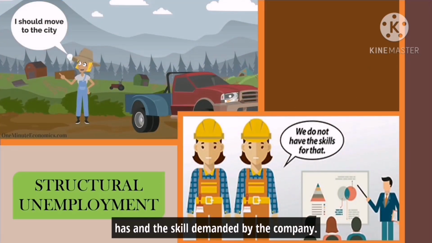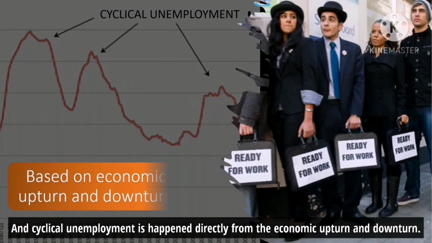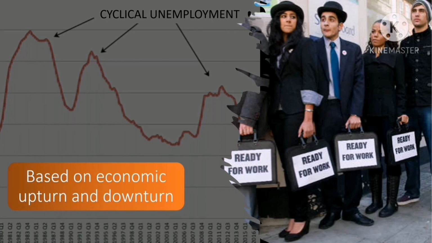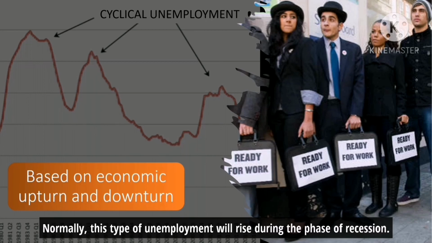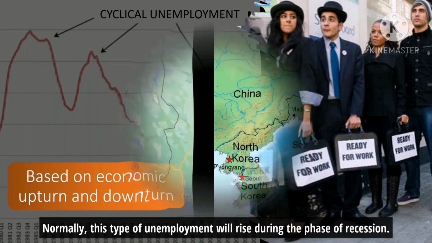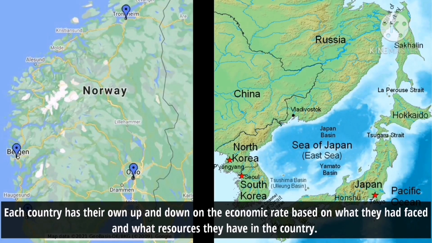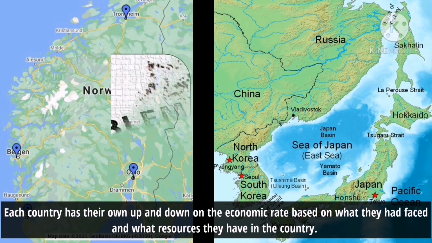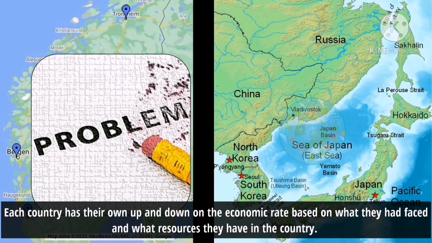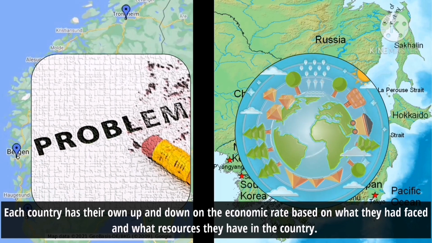demanded by the company. And cyclical unemployment happens directly from the economy's upturn and downturn. Normally, this type of unemployment will rise during the phase of recession. Each country has its own ups and downs in the economic rate based on what it has faced and what resources it has in the country.